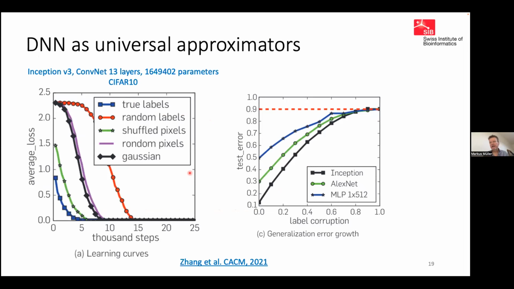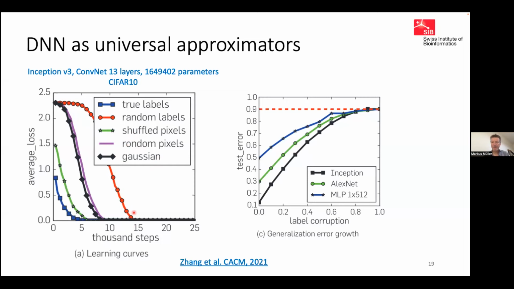And here is a publication which I will cite frequently in this talk. It's from Yoshua Bengio's group. And here they show this universal approximation property of deep neural networks. What they did is that they took the CIFAR data set and just randomized the labels of the images. So instead of a bird, you call it a dog, and you just randomize the labels, or you shuffle all the pixels, or you use completely random pixels, or you add Gaussian noise to the pixels. And still, the neural network was able to train on it without training error. So they were able to perfectly fit even this completely randomized image data.